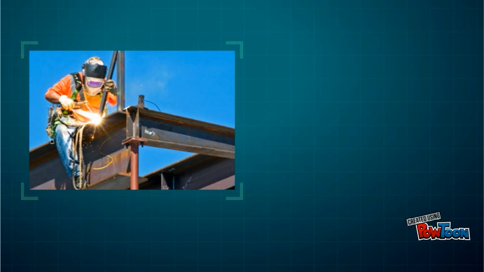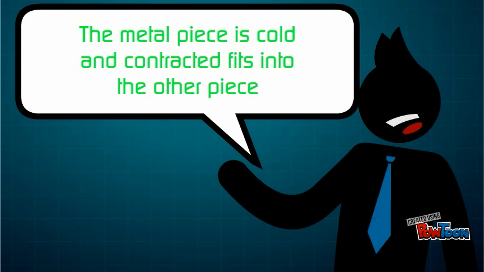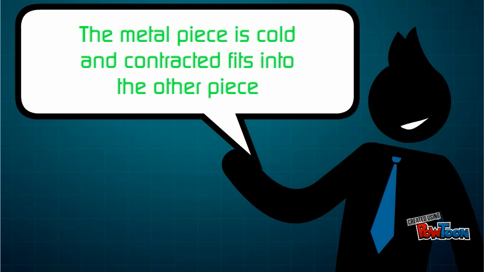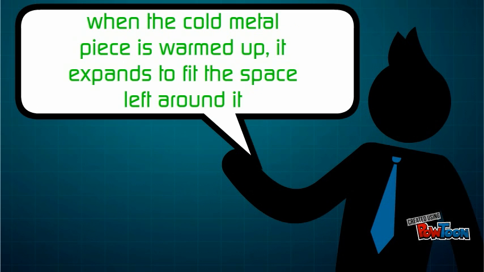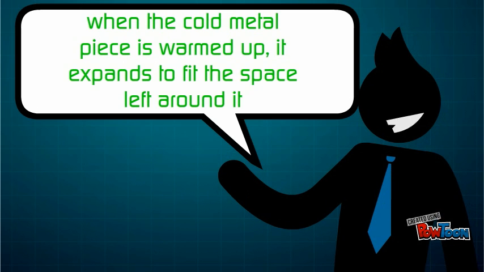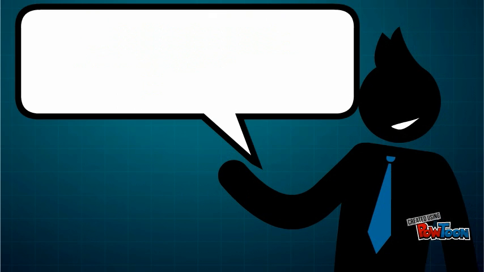This can be applied in the real world when trying to fit two pieces of metal together without the help of nuts, welding, or bolts, and just heat. This is achieved when one of the metal pieces is cold and contracted, fits into the other piece, and then when the cold metal piece is warmed up, it expands to fit the space left around it, so that the two metal pieces are strongly held together.